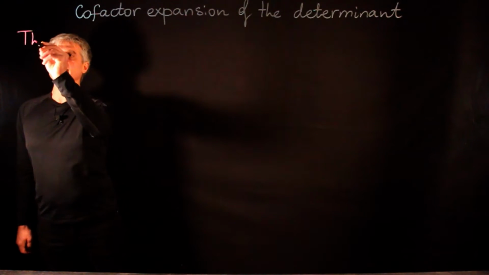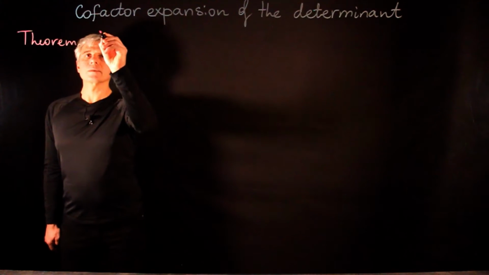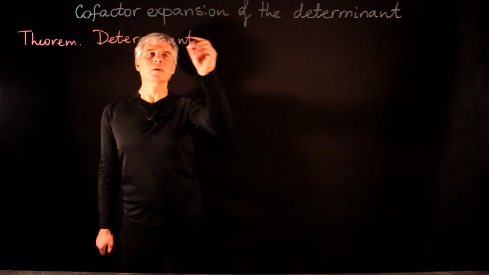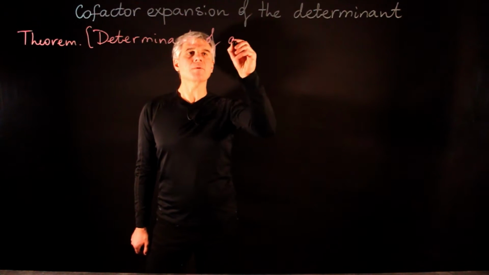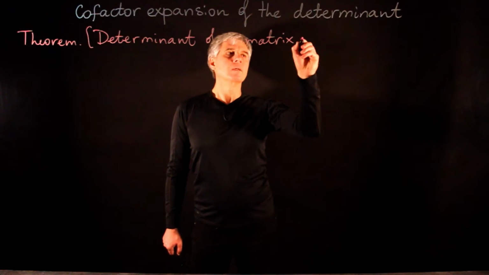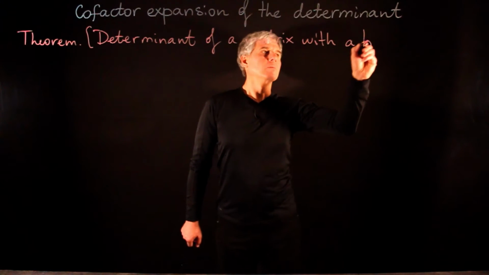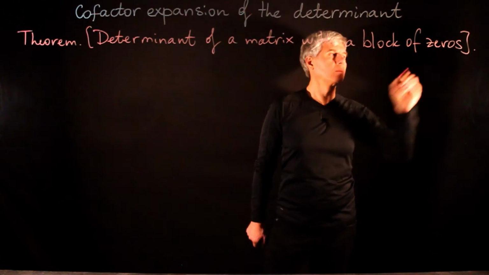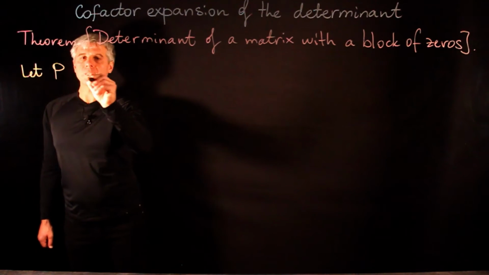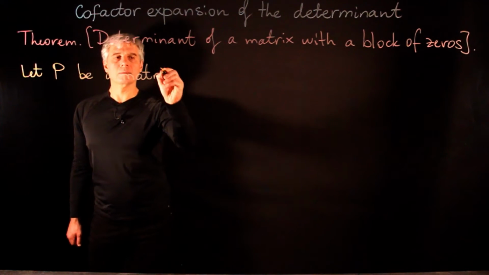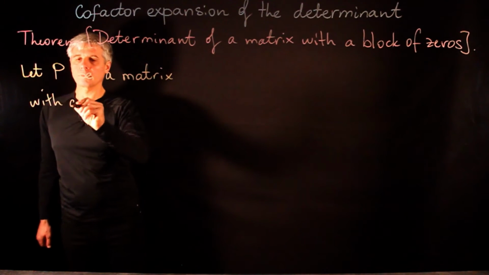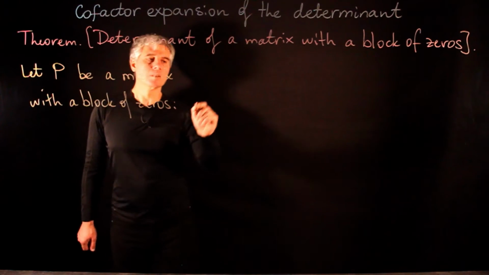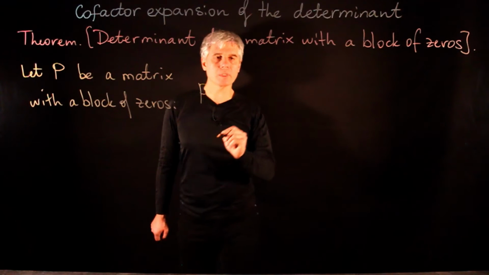We consider the following theorem, which describes the determinant of a matrix with a block of zeros. Let P be a matrix with a block of zeros. So this means that P has the following structure.